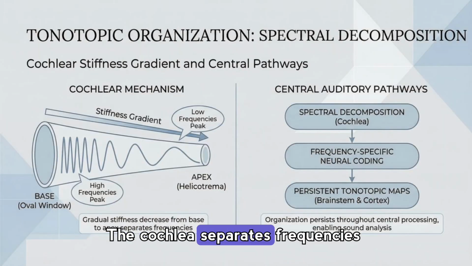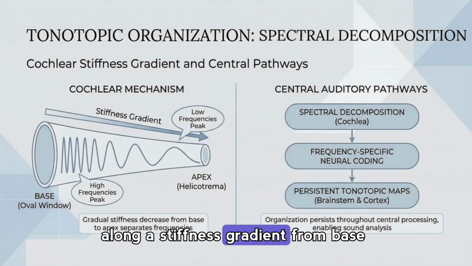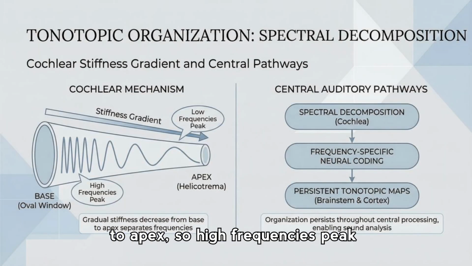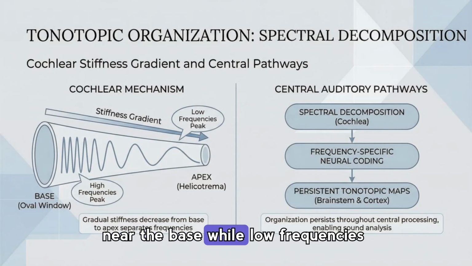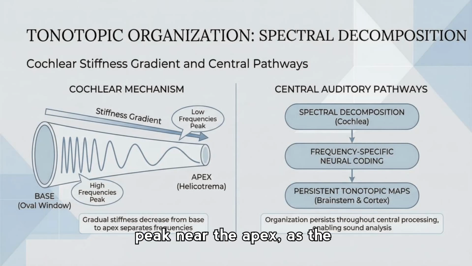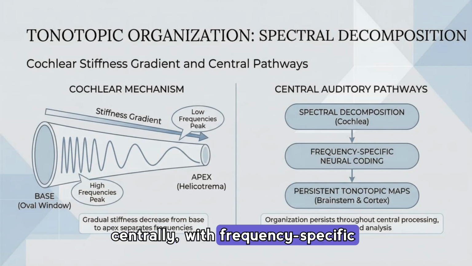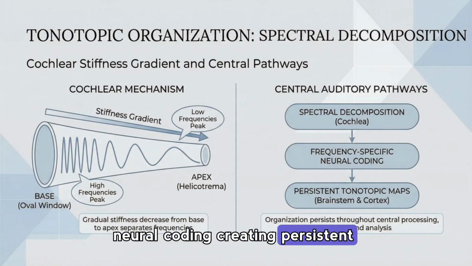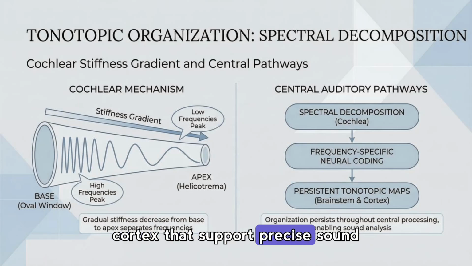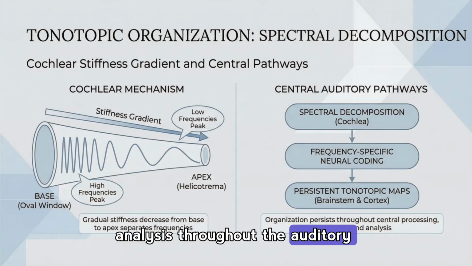The cochlea separates frequencies along a stiffness gradient from base to apex, so high frequencies peak near the base while low frequencies peak near the apex, as the illustration shows. That spectral decomposition is preserved centrally, with frequency-specific neural coding, creating persistent tonotopic maps in the brainstem and cortex that support precise sound analysis throughout the auditory pathway.